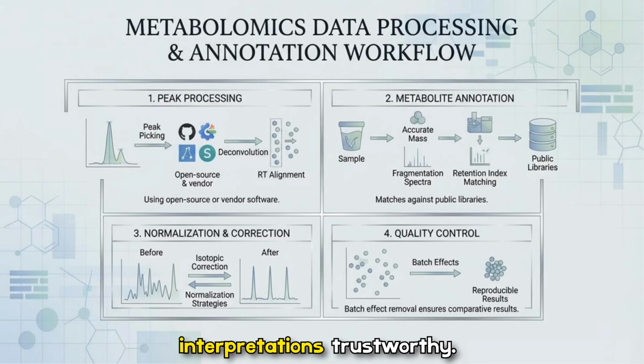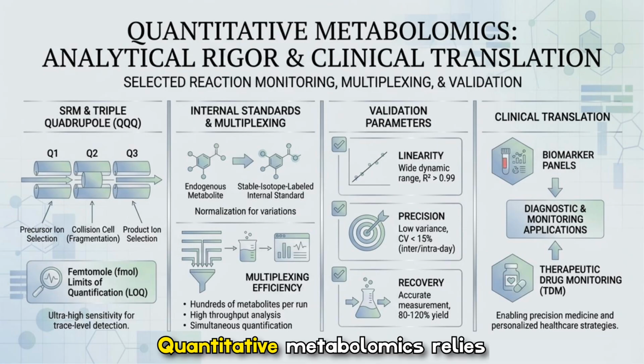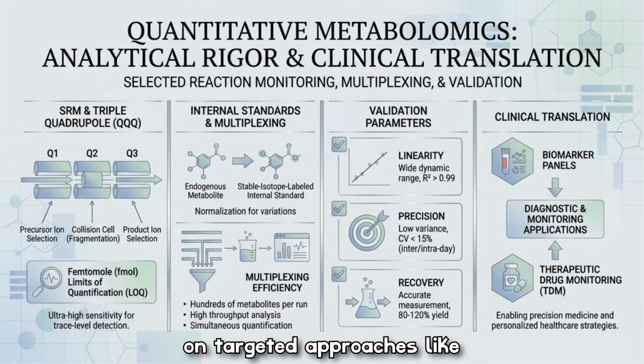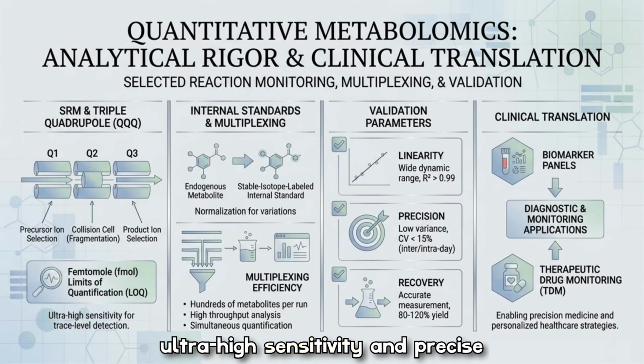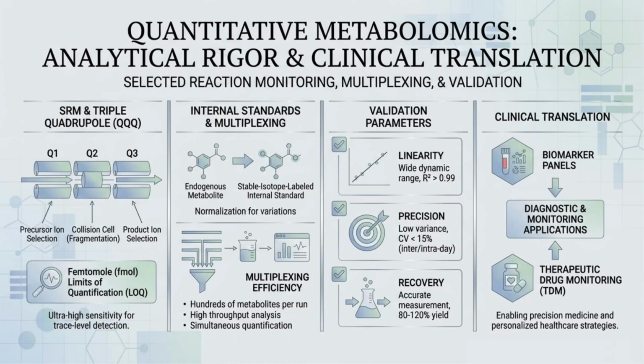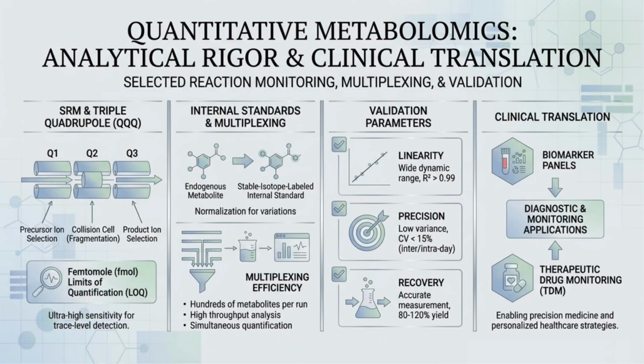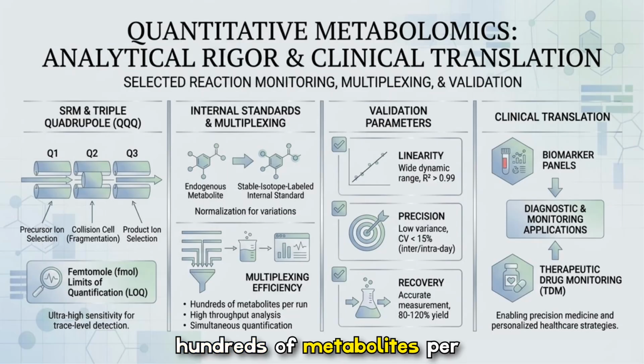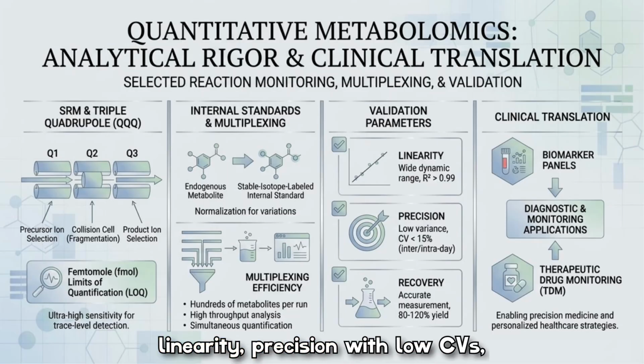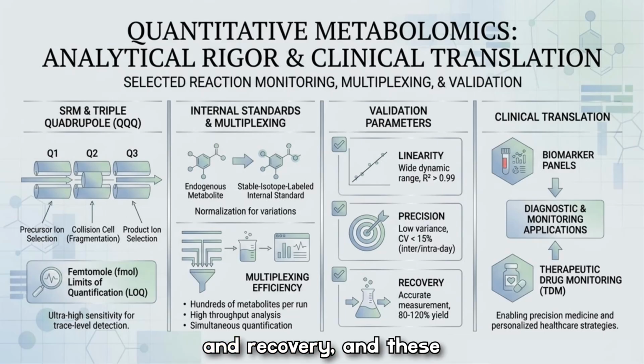and biological interpretations trustworthy. Quantitative metabolomics relies on targeted approaches like SRM on triple quadrupoles for ultra-high sensitivity and precise limits of quantification. Stable isotope-labeled internal standards normalize variability, while multiplexing enables hundreds of metabolites per run. Validation focuses on linearity, precision with low CVs, and recovery. And these rigorous parameters are what allow translation into clinical biomarker panels and therapeutic drug monitoring applications.